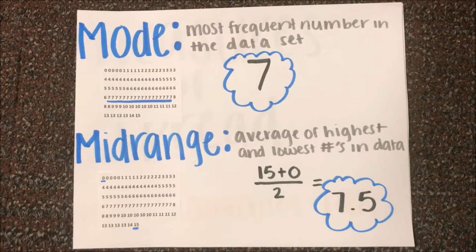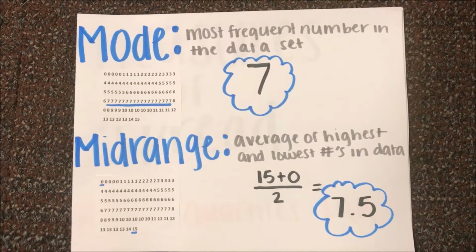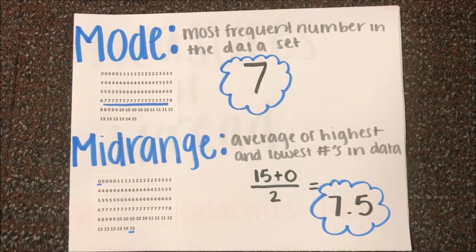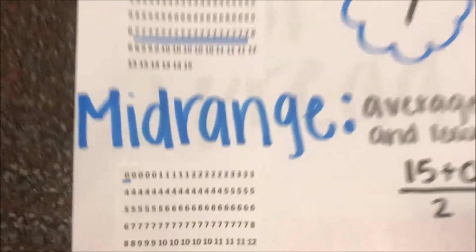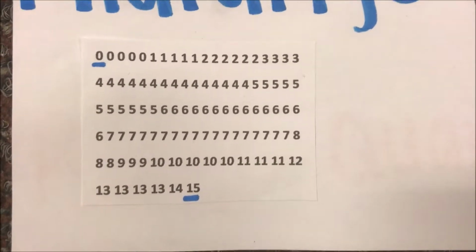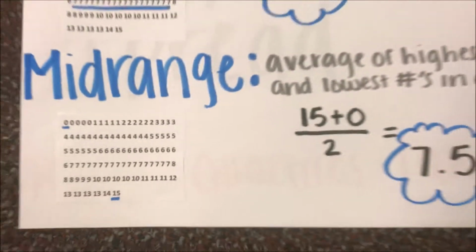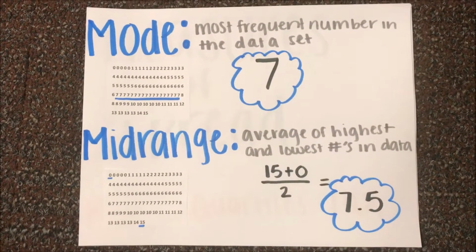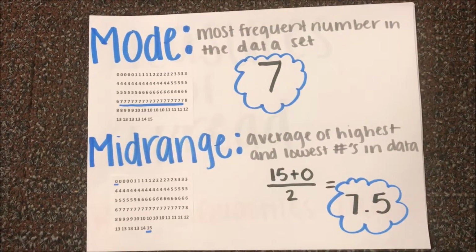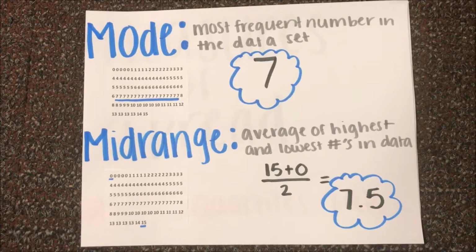The fourth measure is mid-range. Mid-range is the average of the highest and lowest numbers in the data. When you take a look at our data, you can see that 0 was the lowest and 15 was the highest. When you see our math that we did, 15 plus 0 over 2 got us to a 7.5.